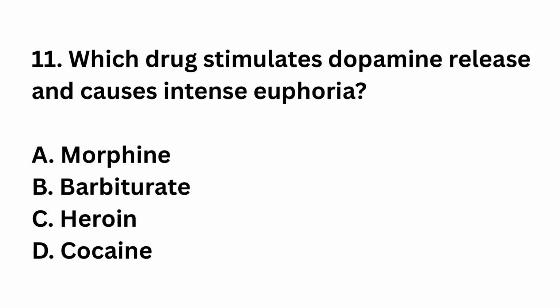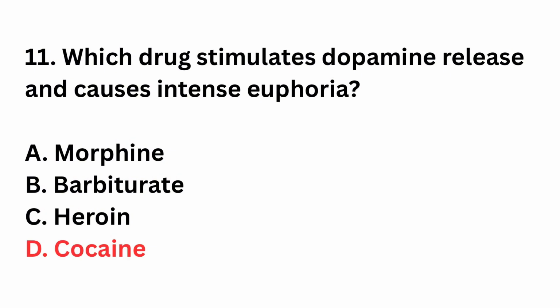Question number 11. Which drug stimulates dopamine release and causes intense euphoria? Morphine, barbiturate, heroin, cocaine. The right answer is option D, cocaine. Cocaine blocks dopamine reuptake in synapses. This leads to overstimulation of reward pathways.